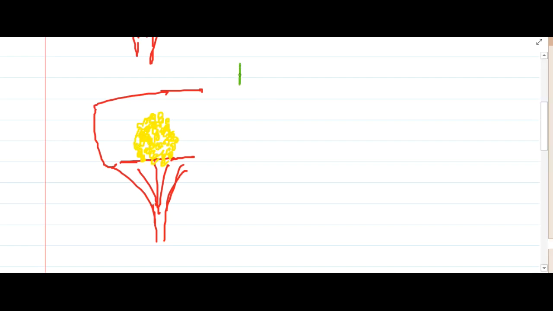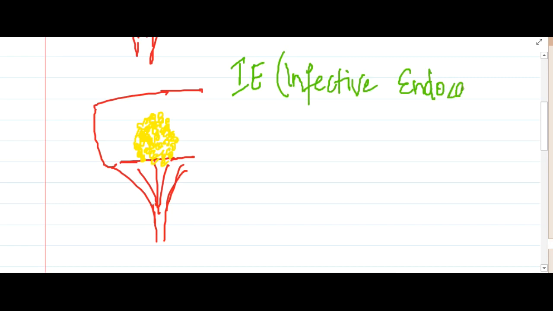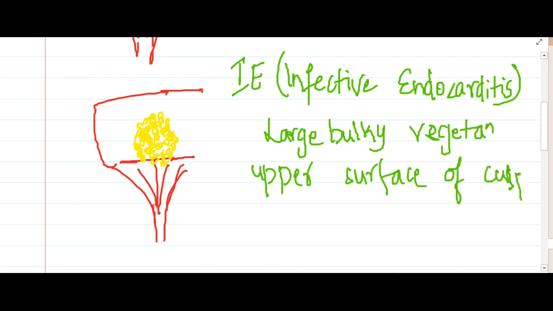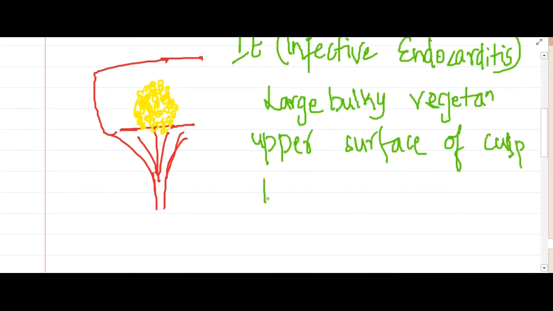So this is infective endocarditis, normal infective endocarditis, where the problem here is either streptococcus infection or staphylococcus infection due to any risk factors. So here you will see large bulky vegetation which is seen on the upper surface of cusps. Don't forget that these are called vegetations. Are they sterile? No, they are not sterile because they are infected with bacteria. So they are infected vegetations.